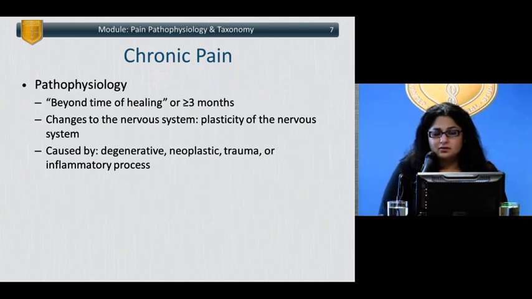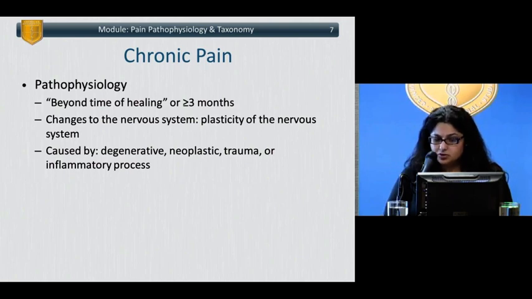Chronic pain, on the other hand, can also be defined according to the timeline. There's some controversy regarding the exact definition of chronic pain, but it can be pain that persists anywhere from 3 to 6 months after the initial insult. With chronic pain, there is an insult to the nervous system. And what I mean by that, there's plasticity of the nervous system and pain processing. There are multiple causes of chronic pain. Amongst them are degenerative disease, neoplastic in nature, sometimes trauma, and other inflammatory processes.